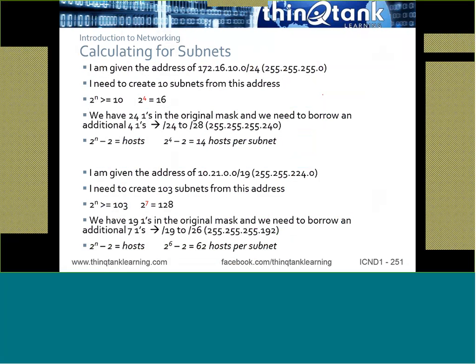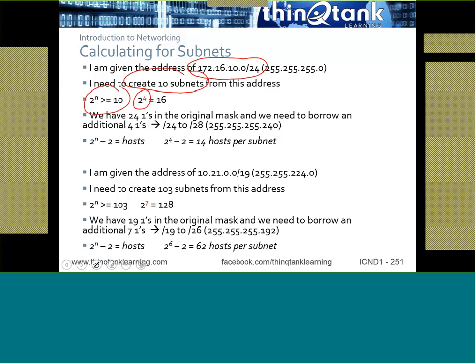Here's a couple of examples. I'm given an address of 172.16.10.0/24. That's already a subnet. Agreed? All right. I need to create 10 subnets from this address. 2 to the power of n has to be greater than or equal to 10. I calculate for n. In this case, it's 4, because 2 to the power of 3 is 8 and 2 to the power of 4 is 16.